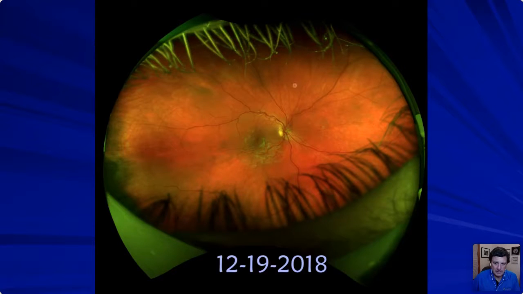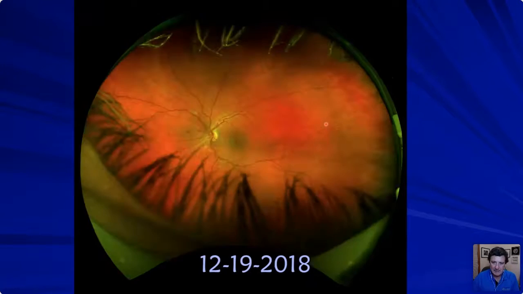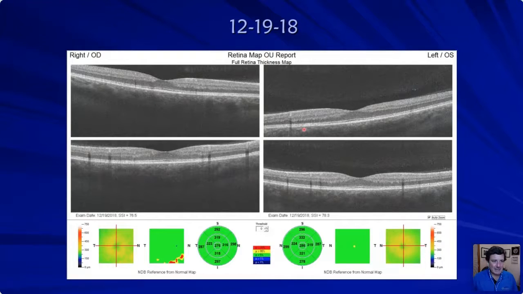Doesn't look like there was a lot of change going from 2017 to 2018. And again, here's the other eye, and there's some changes going on in type 1, and he's probably had this for many years. Hemoglobin A1C is 8.6. I don't like that. How does the B scan look?